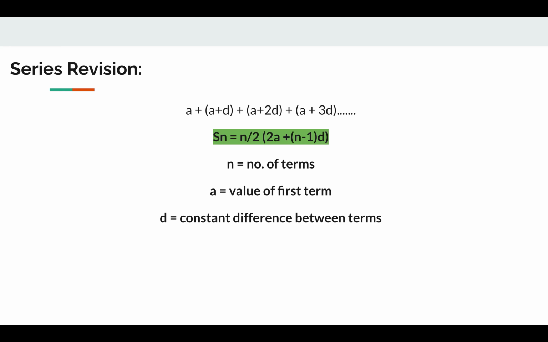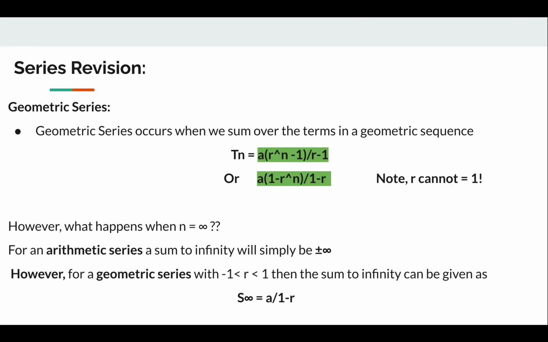Okay, let's continue. Now, a geometric series occurs when we sum over the terms in a geometric sequence. But now we know that in a geometric sequence, the difference between the terms is some constant ratio r. So the general term for a geometric series can be given as, oh, sorry, this is supposed to be Sn, not Tn. Let me change this quickly.